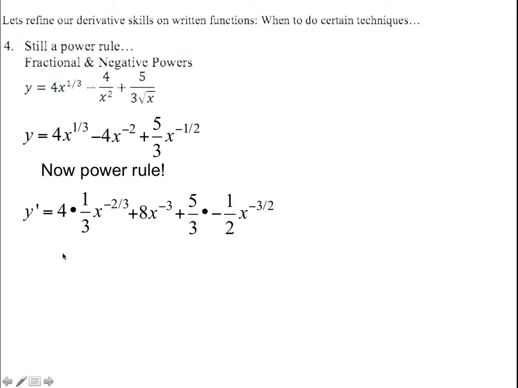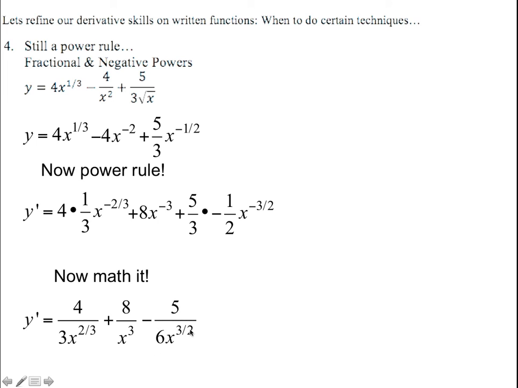So now I'm going to clean this up a little bit. I'm going to multiply this out. I'm going to stick this back in the denominator because it's negative. So this is 4 over 3x to the 2/3. I'm going to put this back in the denominator, so that's going to be 8 over x cubed. I'm going to multiply this out, so I'm going to have a minus sign, and I'm going to have 5 over 6. And I'm going to put this back in the bottom, 5 over 6x to the 3/2. And I know we had a radical in the original expression. Don't worry about putting the radical back. Just leave them as fractional powers.